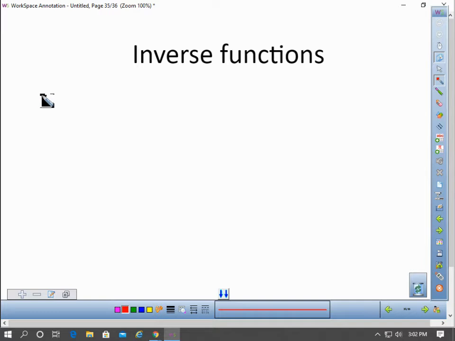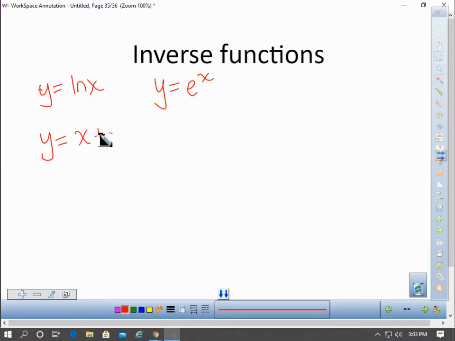All right, so one simple pair we just did is y equals ln of x and y equals e to the x. Those are inverse functions because they undo each other. All right, those are inverse functions. Here's another example of inverse functions. x plus 5, x minus 5. Those are functions that undo each other.